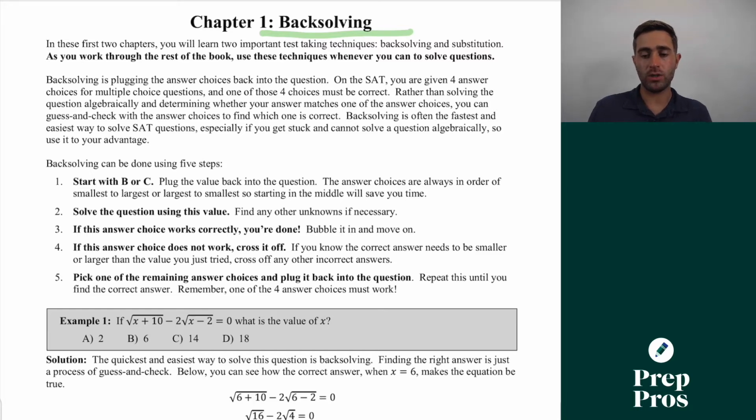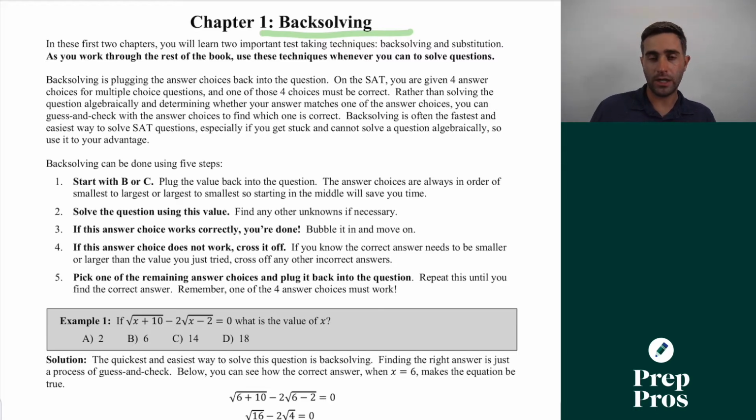On the SAT, we're always going to be given 4 answer choices for all of the multiple choice questions, and we very simply know that one of those 4 is going to be correct. So if we get comfortable using those and plugging them back into the problems, we can begin to solve many questions that otherwise we just may feel a little bit stuck on.